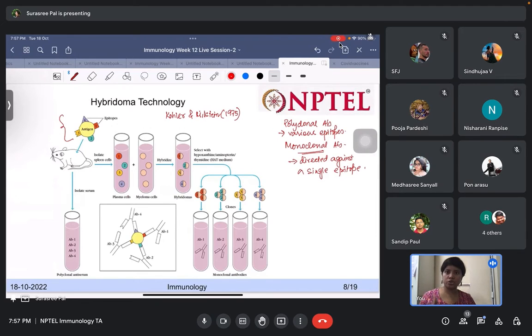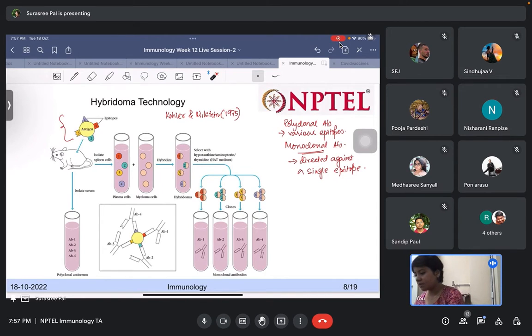Right. Now, how to generate these monoclonal antibodies? So what Kohler and Milstein did is that they isolated the normal spleen cells or the plasma cells from a mouse, which is immunized with this particular antigen, right? These normal plasma cells isolated from this immunized mice were fused with these myeloma cells, right?